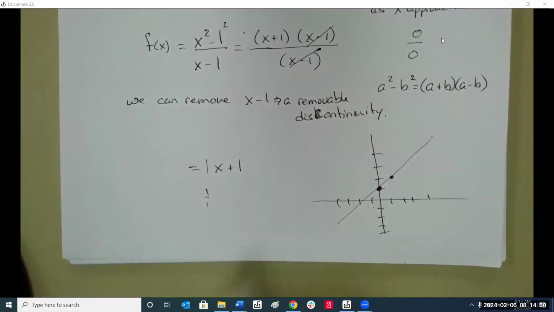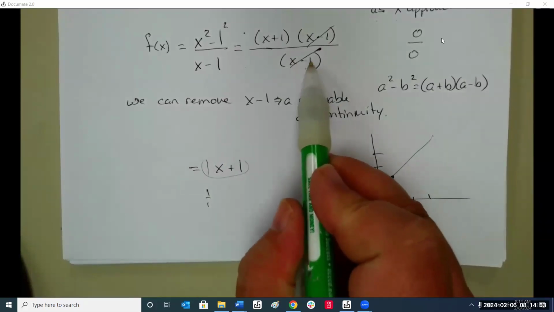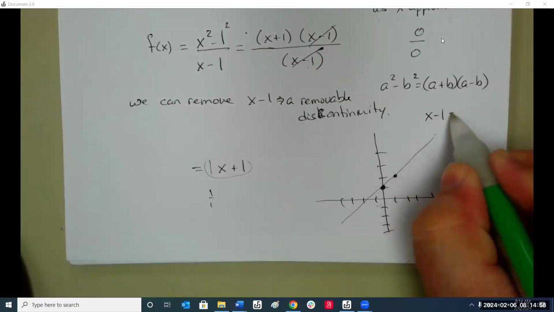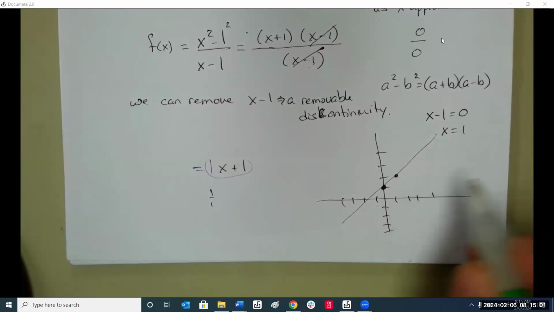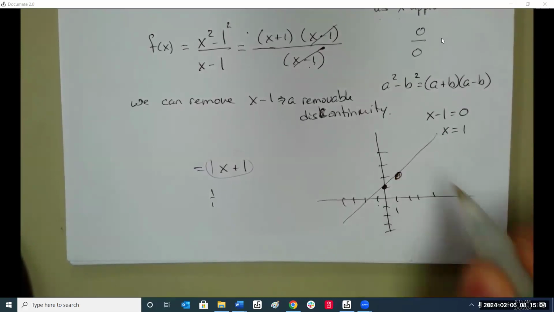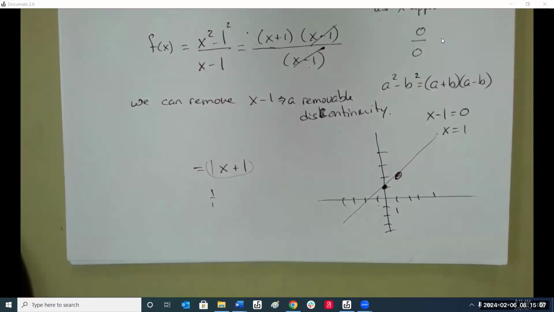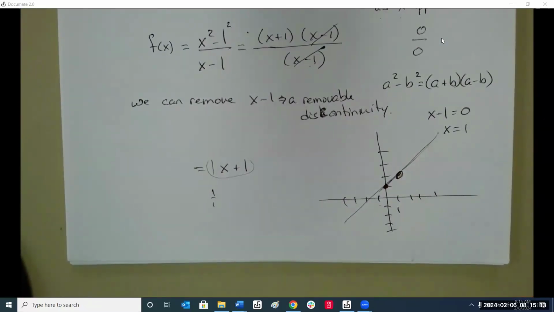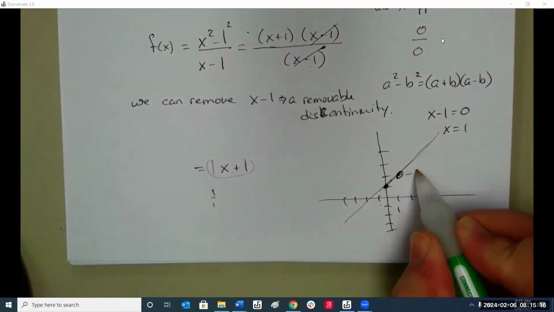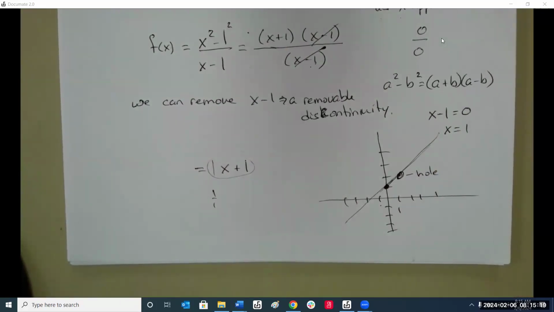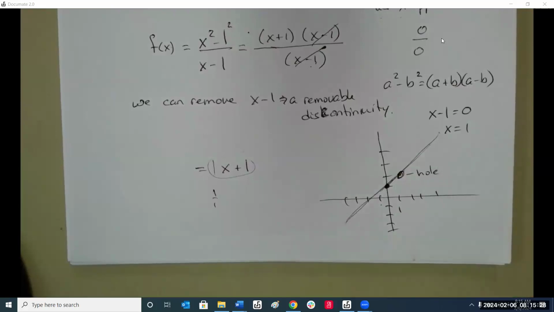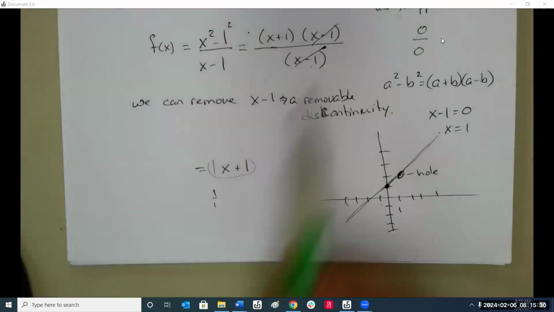But that's what this graph looks like. Remember, we removed the discontinuity. Set that equal to 0. So at 1, x cannot equal 1, because if we do, it blows up the whole thing. So what we have here is a hole in our graph. This is a hole. The graph cannot go through that. It can go up, jump over that, and go further. That's what happens when you have a removable discontinuity.